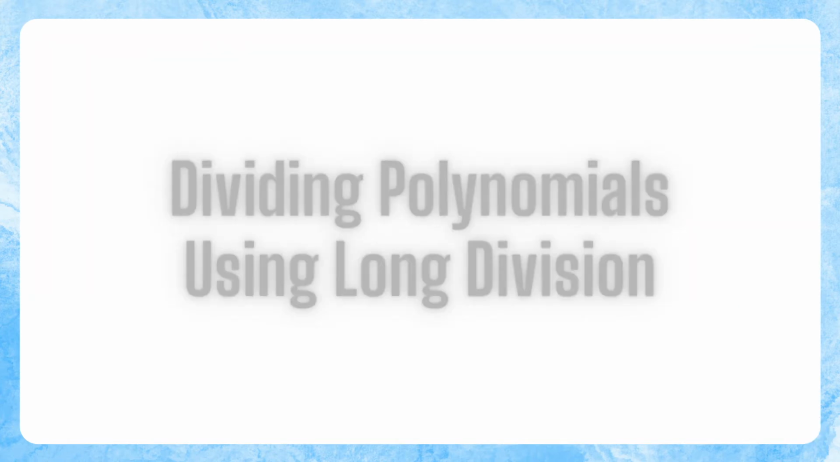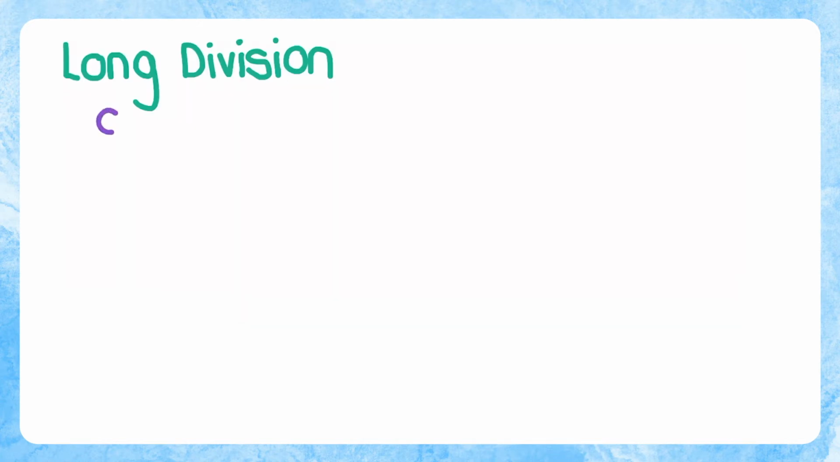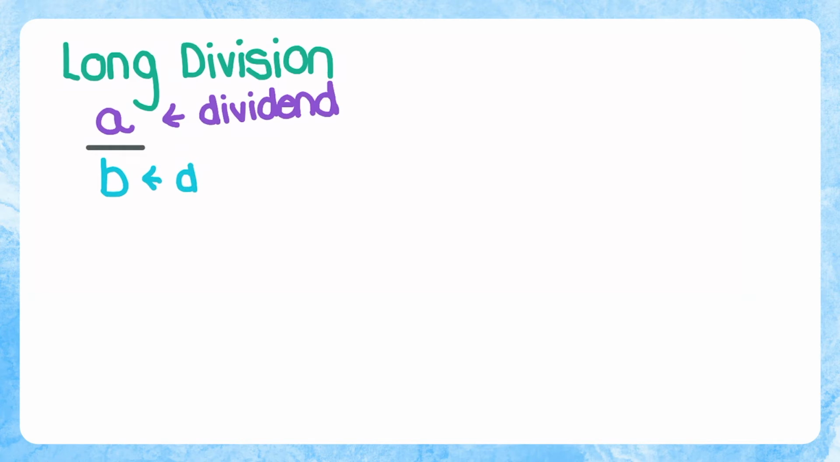Now let's move on to how to divide polynomials using the method of long division. Suppose we had a over b, or a divided by b, same thing. This a is called the dividend. It's also the numerator. They're synonyms of each other. And the b is called the divisor, or the denominator. So we have a as the dividend and b as the divisor.